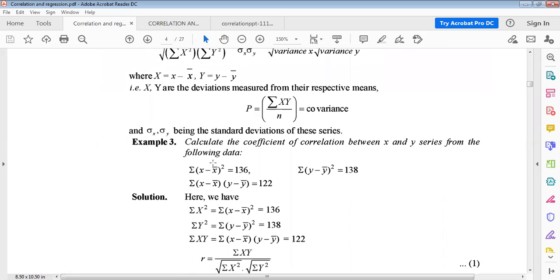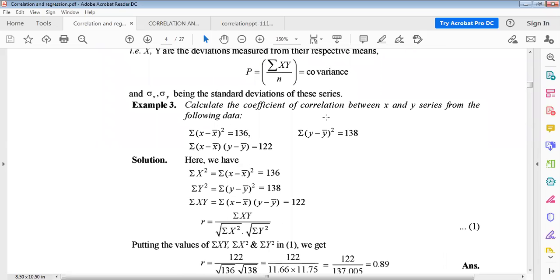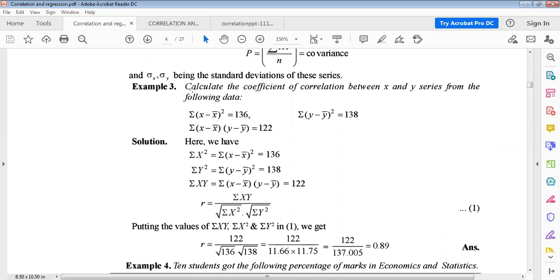Now calculate the coefficient of correlation between the x and y series from the following data. You can calculate this example. Now this is given: summation of x minus x bar whole square equals 136, summation of x minus x bar into y minus y bar equals 122, and summation of y minus y bar whole square is 138.